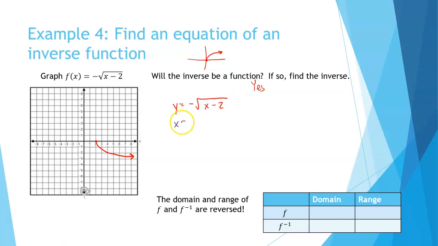Then let's change the x or y to an x and the x to a y. And now to solve this, before I get rid of the square root from both sides, I'm going to multiply both sides by a negative, so I get rid of that negative on the right. Now we can square both sides.